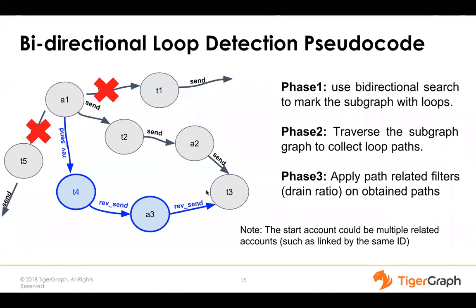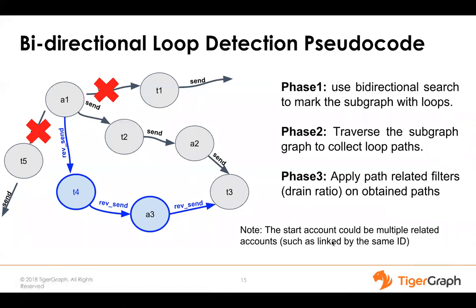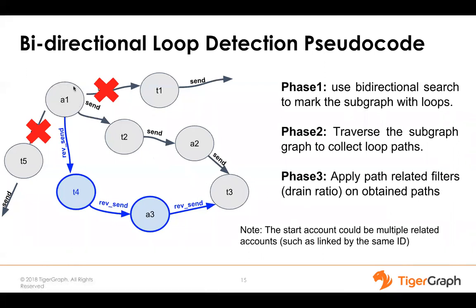In here, the start nodes can be a single account, or actually multiple related accounts, such as accounts linked by the same ID, which we treat as the same account. This algorithm also applies to the case with multiple linked IDs: we just do a one-step traversal and mark them as our start accounts, and we still do the loop detection. So this algorithm applies to multiple related accounts.